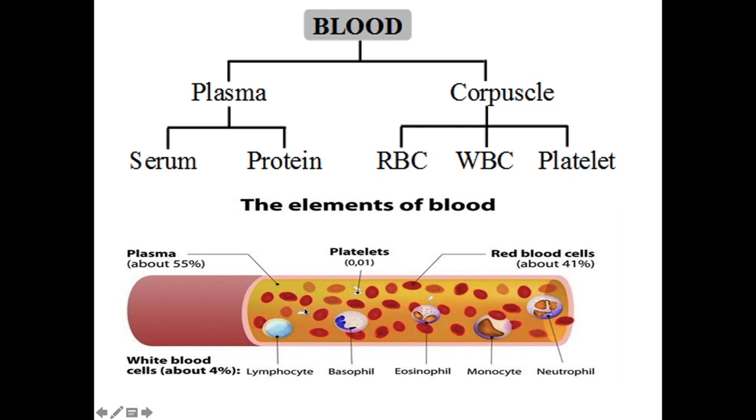You can see in the figure over here, these are the red blood cells, red in color. These are the platelets, and these are the WBCs, white blood cells. Different types of white blood cells are there. You can see the names of such white blood cells. They are the lymphocyte, basophil, eosinophil, monocyte, neutrophil. The plasma contains the serum and the protein.